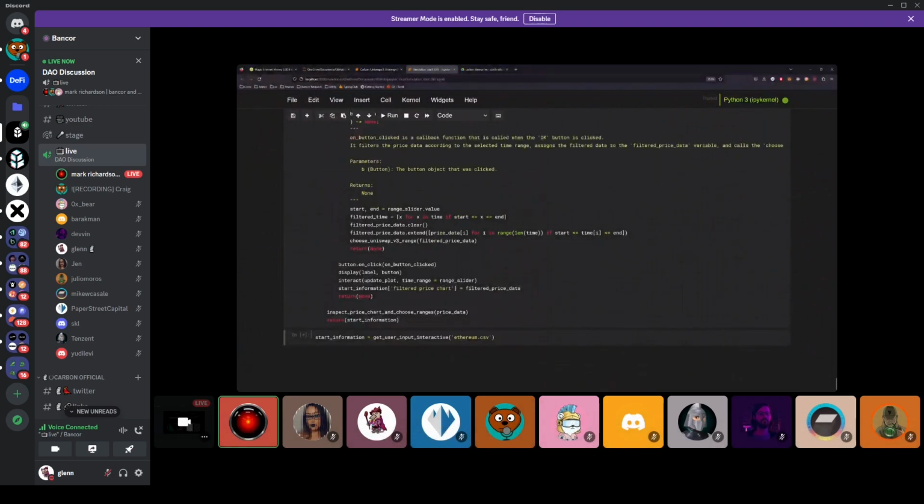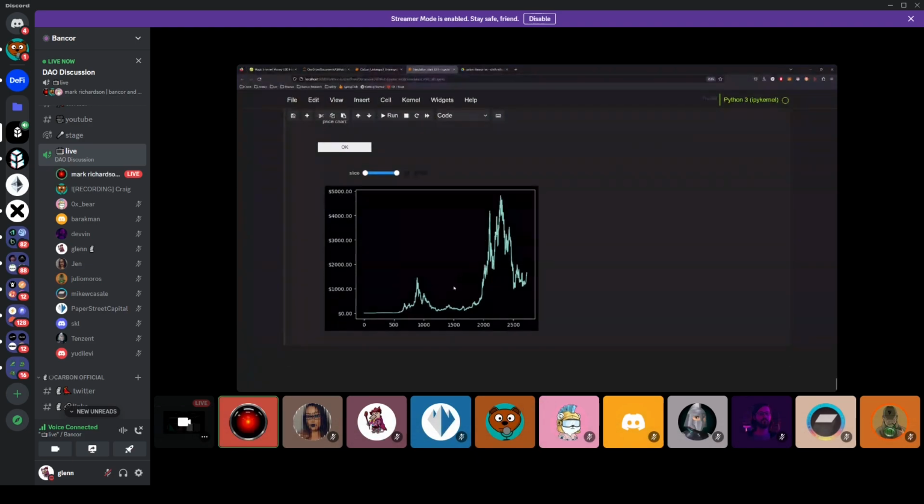So just a reminder to everyone, right, that you always start with the GUI. And so this is the historical price data for Ethereum. I'm sure we all remember when it peaked at very close to $5,000. And we have what looks to be slightly over 2,500 data points here.